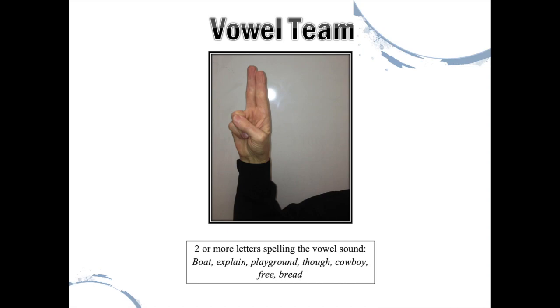Even though our vowel team hand motion only holds up 2 fingers, it doesn't mean that there are only 2 vowel letters that create the vowel team. As in our example, though, O-U-G-H, the G and the H are not even vowels, but they are helping to make that vowel sound.